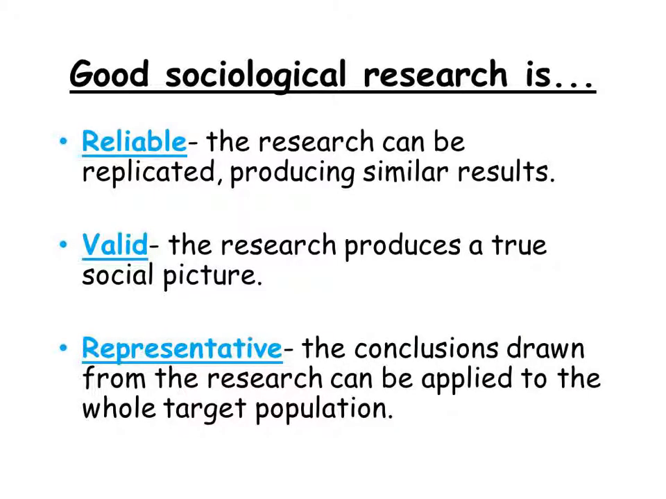So just to revise those keywords again, we've got reliability, validity and representativeness. Reliability is all about the researcher producing the same results every time that they do the research. Validity is about it reflecting what's really happening in society, so gaining a true social picture. And representativeness is about the conclusions drawn from the research being applied to the whole target population. So if we did some research about Year 11s in our school, if our results were representative, that would mean that they would be true of all Year 11s in every school across the country.